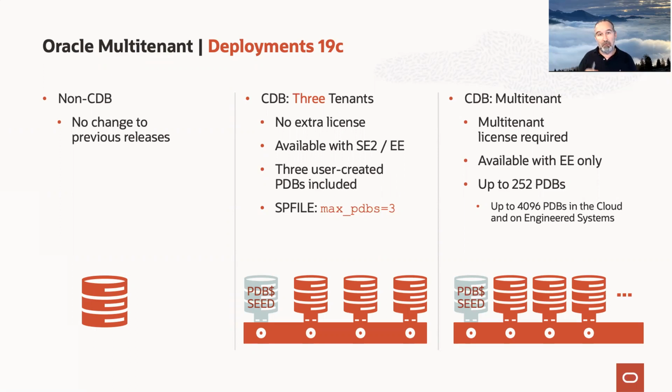Right side of the slide, the multitenant license is required only with Enterprise Edition. Then you can have up to 252 PDBs, or on engineered systems and in the cloud more than 4,000, which I think is a theoretical limit. I would recommend 50 maximum in production, 150 in test and dev. Don't overpull the trigger here. That's manageable. As soon as it becomes too many, I wouldn't recommend that. This is based on customer experience. It's not my personal opinion, actually.